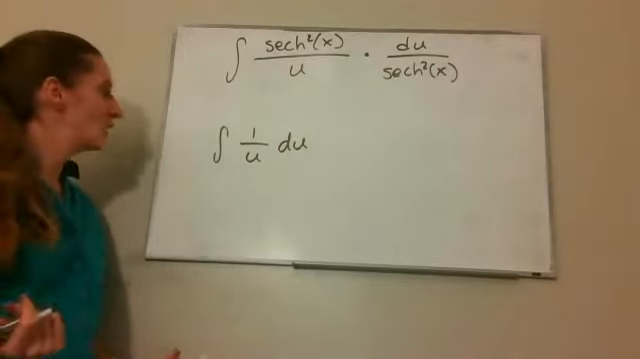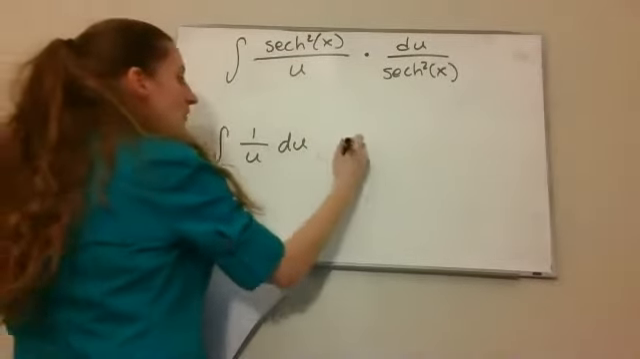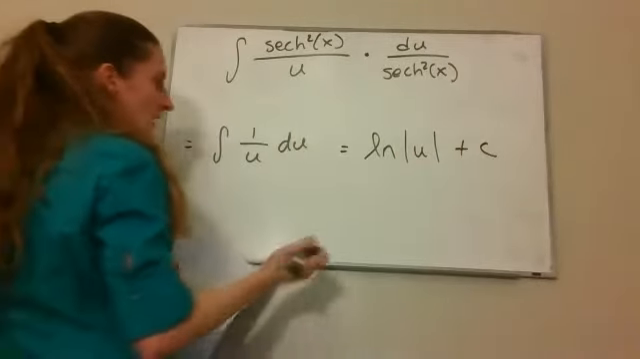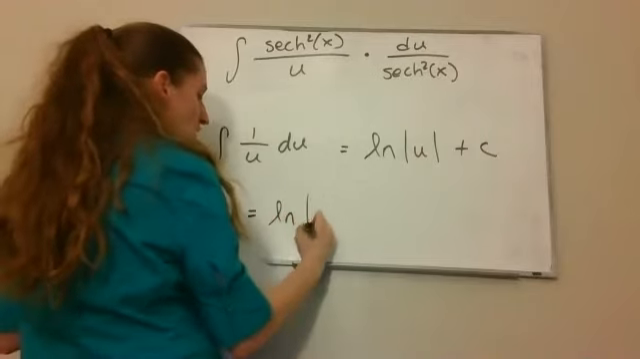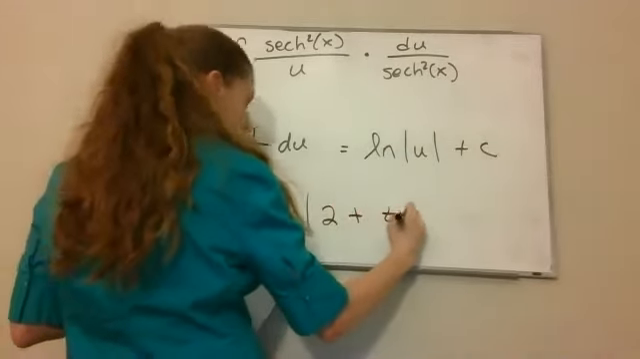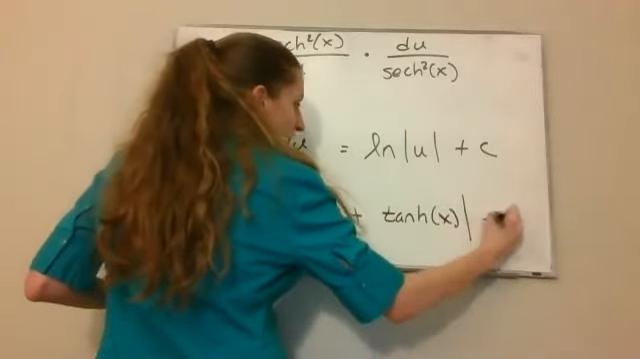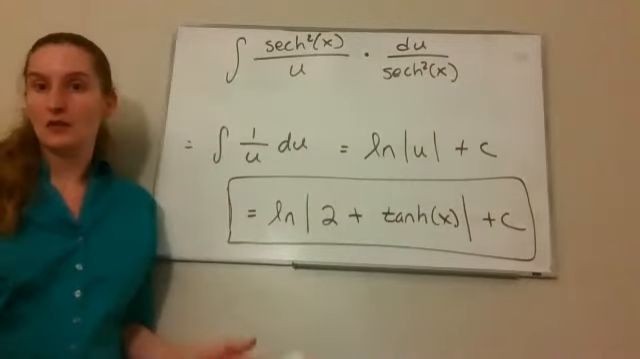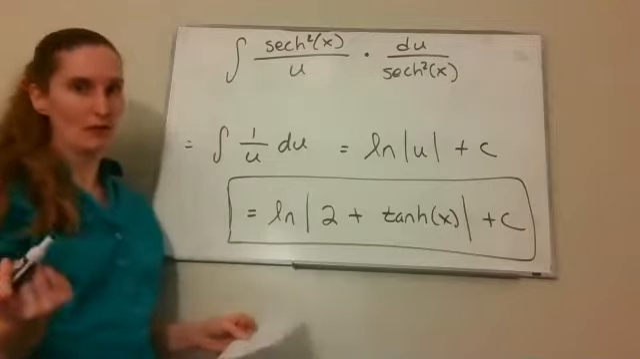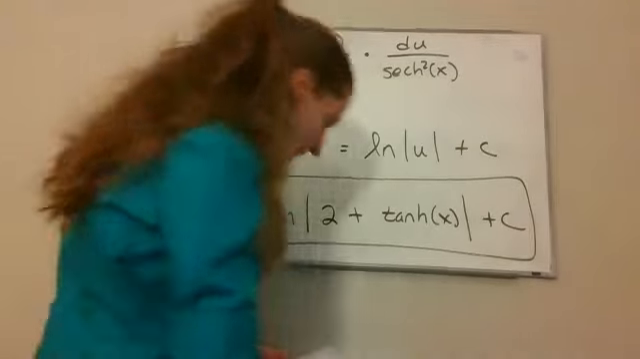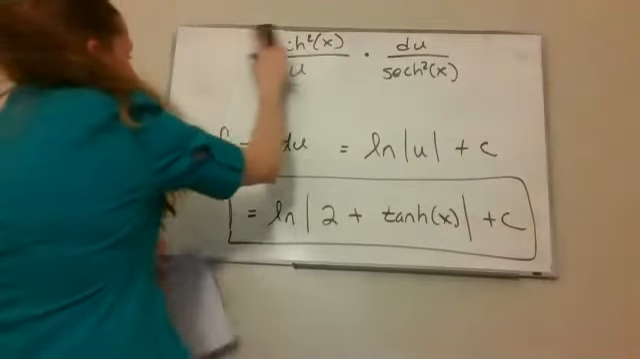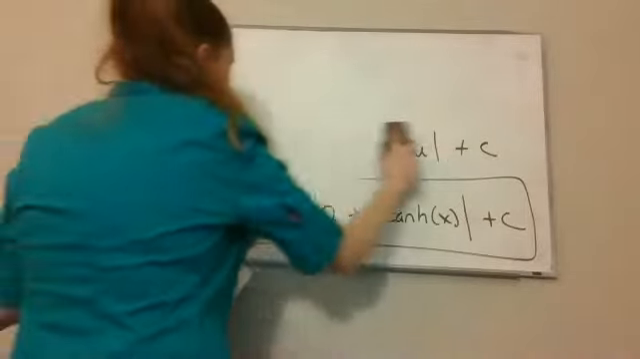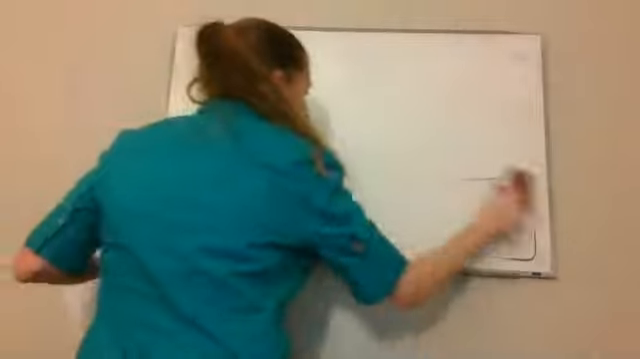Now, what is that? Well, the antiderivative of 1 over u is natural log of absolute value of u, plus our constant. And then all we have to do to finish it up is plug our u back in. u was 2 plus the hyperbolic tangent of x, plus our constant. So there you go. You can still use u substitution even when working with these strange hyperbolic functions. Let's finish up with one more example where we're going to use u substitution again. And we're also going to do a definite integral.